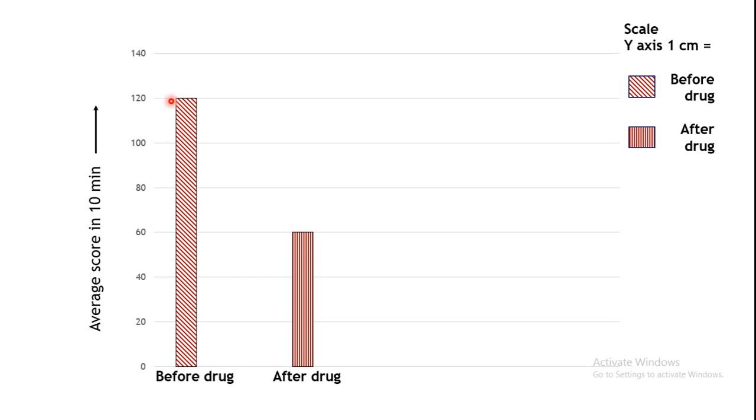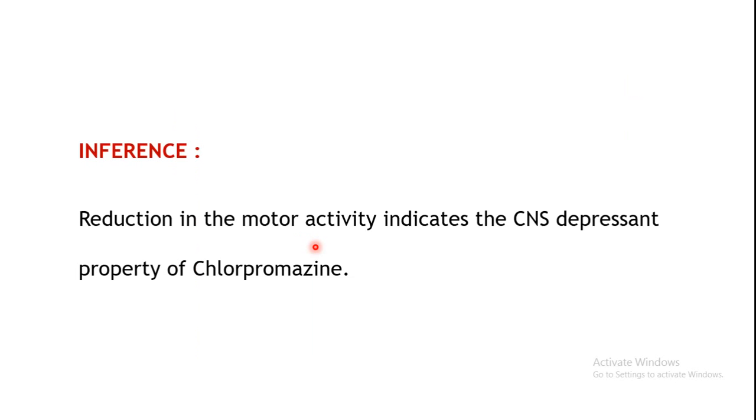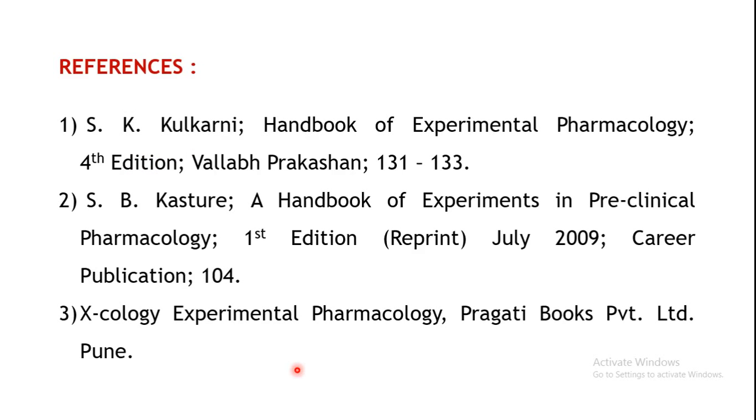Okay, so this shows that there is a decrease in the locomotor activity of that animal after the drug treatment is being given. Okay, so this indicates that the drug has the CNS depressant activity. So we can infer that reduction in the motor activity indicates the CNS depressant property of chlorpromazine. These are the references.